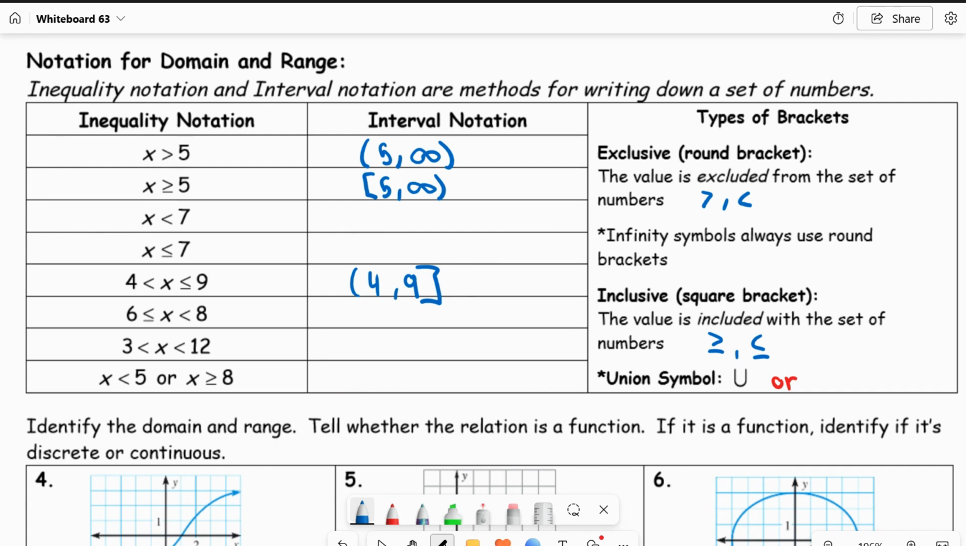Once again, going down to this last one with the union symbol, I know that x has to be less than 5, so that would be negative infinity to 5, or x has to be greater than 8, so that would be 8 to infinity. And it's greater than or equal to, so I'm actually going to have to switch that to a closed bracket.